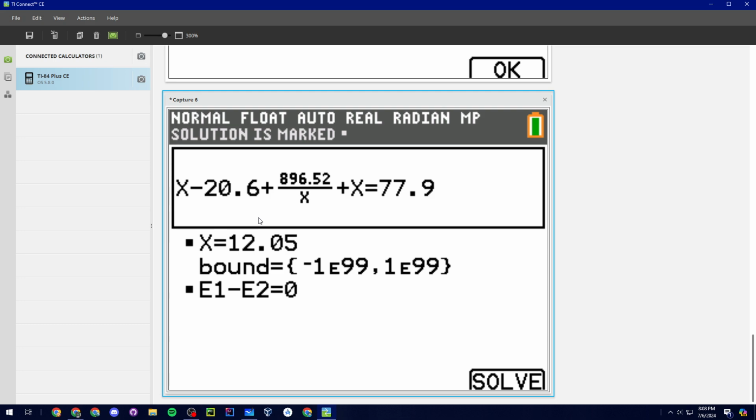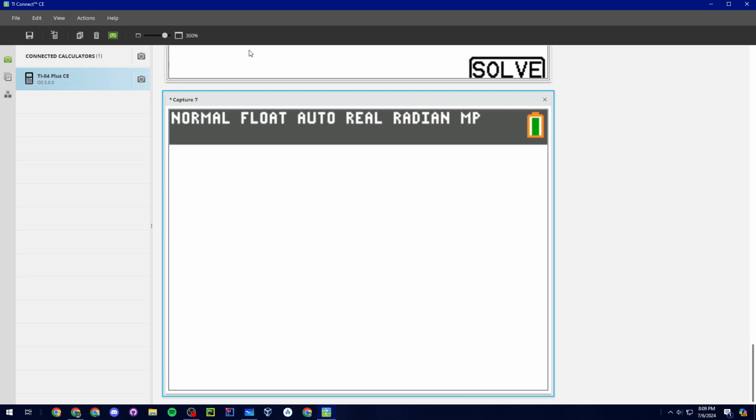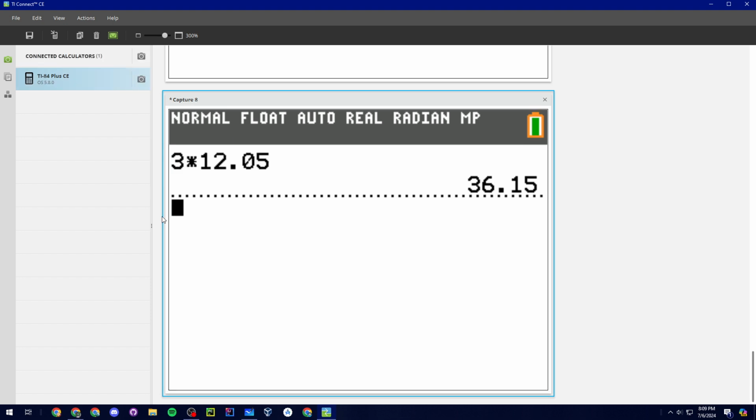No, because think about it, if we go back to our calculator, 3 times 12.05 is nowhere near the sum. And the reason I say that is because 12.05 is your max number anyway, so this is the max sum you could ever get. So now, what I'm going to do is go back to numeric solver.